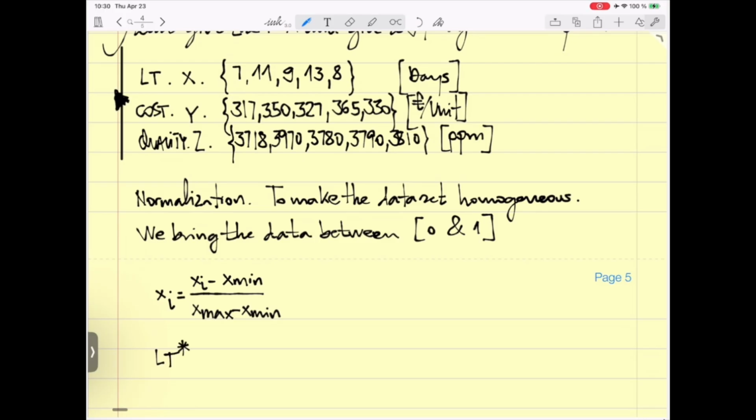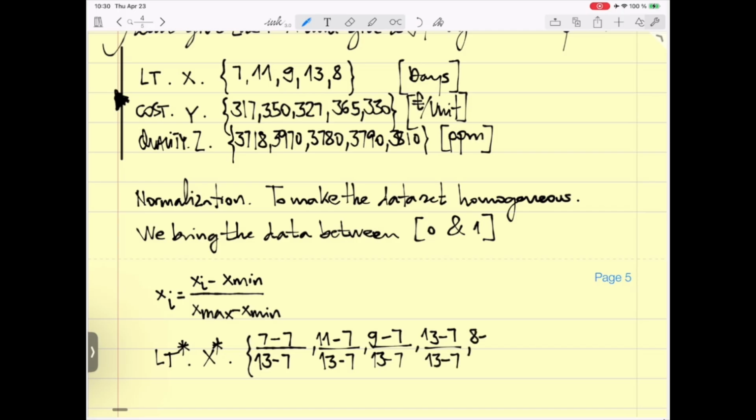We have the lead time star, meaning 7 minus the minimum in the time series, which is 7, divided by the maximum, 13, minus 7. Then 11 minus the minimum, 7, divided by 13 minus 7. Then 9 minus the minimum divided by 13 minus 7. Then 13 minus the minimum divided by 13 minus 7, and then 8 minus the minimum divided by 13 minus 7. So this is 0, 0.67, 0.33, 1, and 0.17.